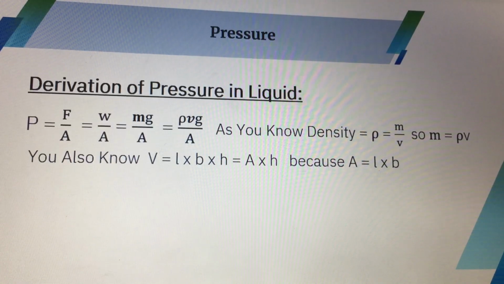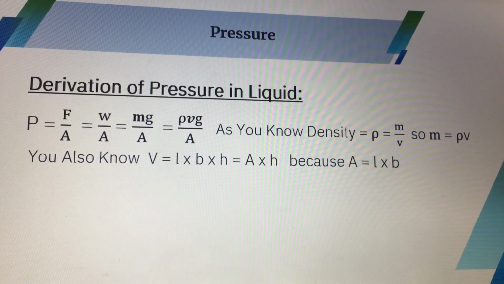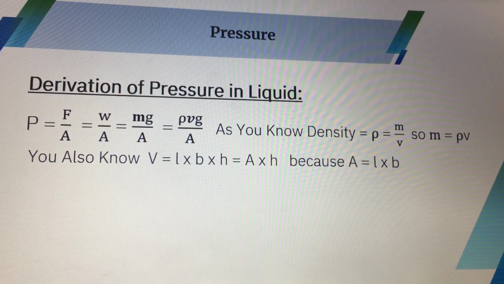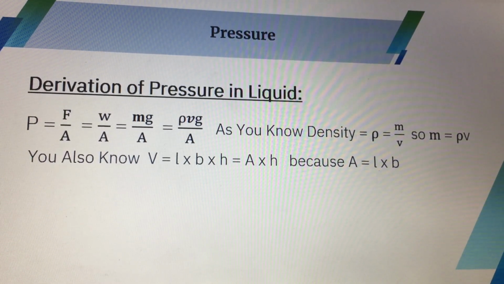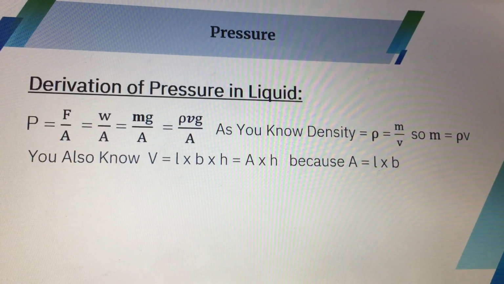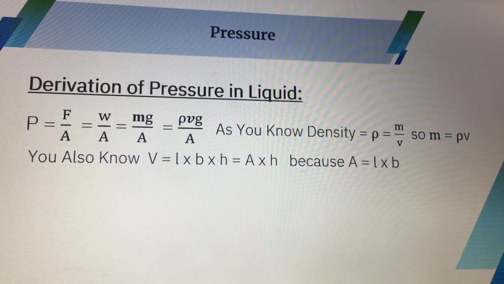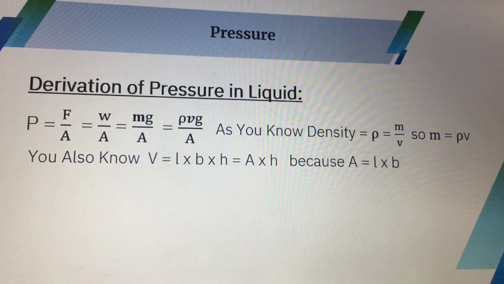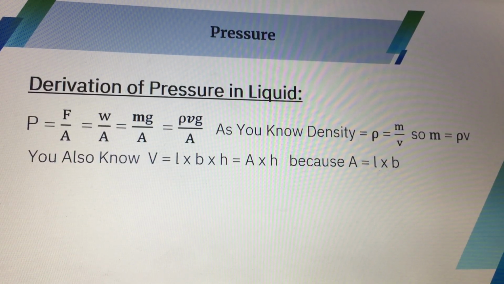Now what is volume? You know very well. Volume is length multiplied by breadth multiplied by height. And you know very well the multiplication of length and breadth is called area. So volume can be defined by area multiplied by h. Area equal to length multiplied by breadth. So volume can be replaced by A multiplied by h.